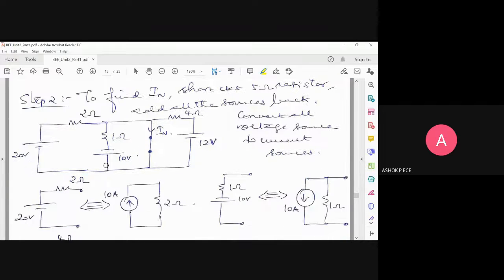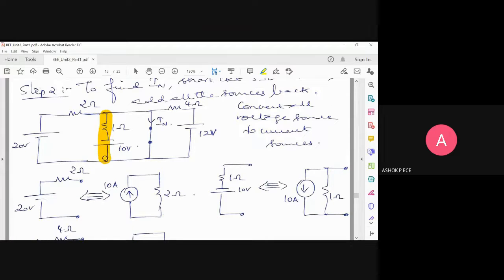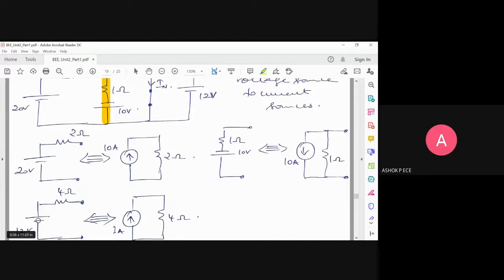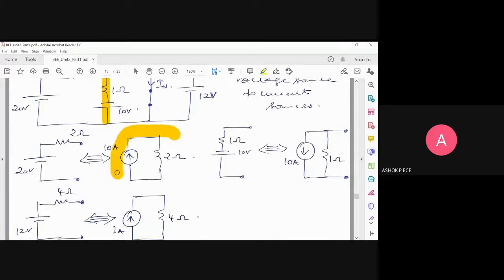See here, the first voltage source, 20 V in series with 2 ohms, will be 10 amperes in parallel with 2 ohms. And you know I is equal to V by R. 20 by 2 will become 10 amperes, and this 2 ohm will come in parallel. And take this one: 1 ohm in series with 10 volt will be 10 amperes flowing downwards, parallel to 1 ohm. And the third combination, 4 ohm, 12 volt. So V by R, 12 by 4 is going to be 3 amperes flowing upward, parallel to 4 ohms. So I have converted all the voltage sources into current sources.